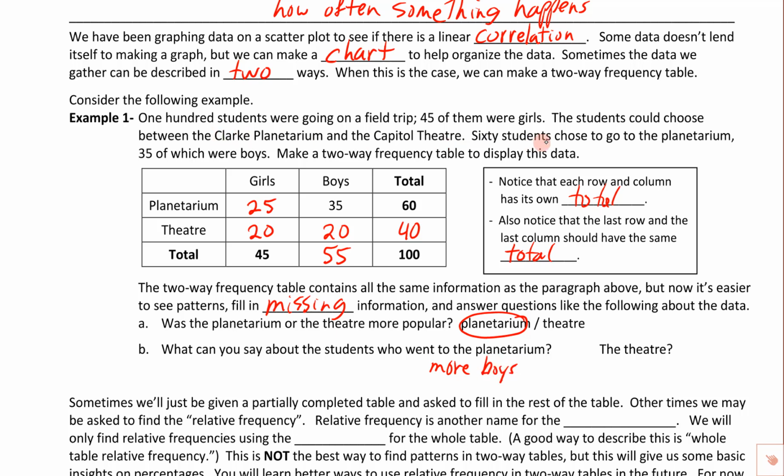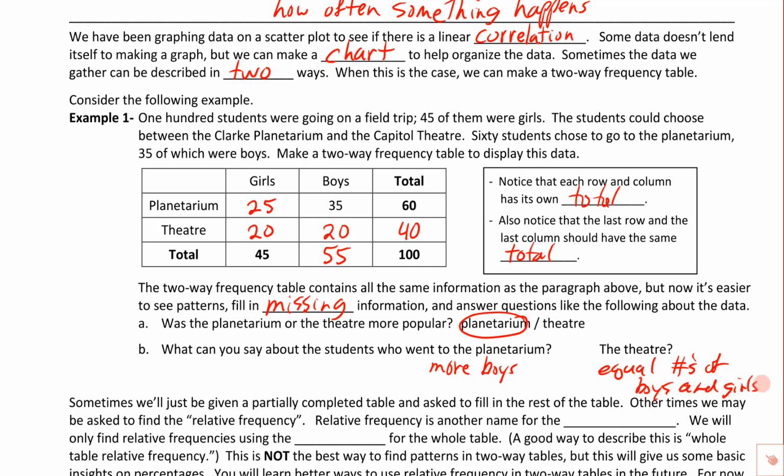Now, from the original information, we may not have been able to figure that out just by looking at the paragraph, but once we organize it in this two-way frequency table, it's pretty easy to see. Let's take a look at the theater. So the theater, again, we're just looking right here. We're not ignoring the total and the planetarium. We're just looking right here. 40 total, 20 girls and 20 boys, equal numbers of both. So equal numbers of boys and girls.